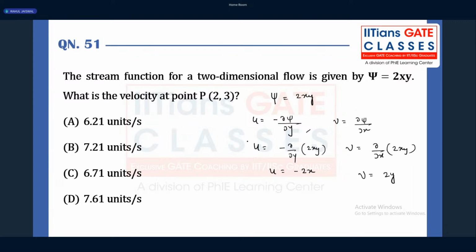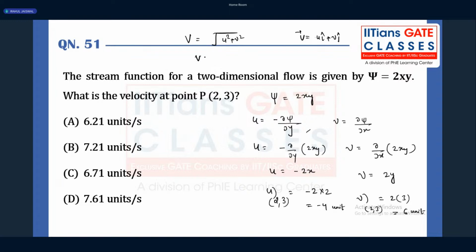Once we have u and v at the point 2 comma 3, what is the velocity? The x component of velocity is minus 4. What is the v at 2 comma 3? It is 6 units. Now they are asking for the total net velocity. The total velocity vector is u i cap plus v j cap, and the magnitude is the square root of u square plus v square. So minus 4 square plus 6 square.